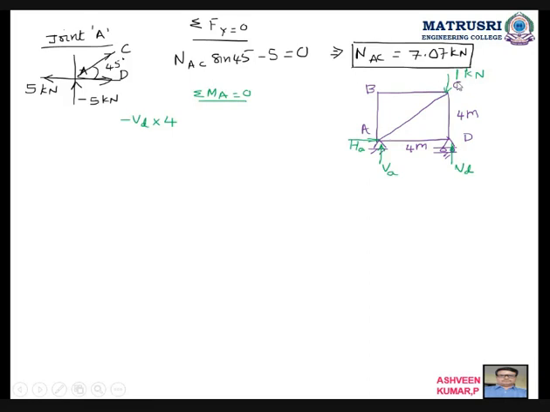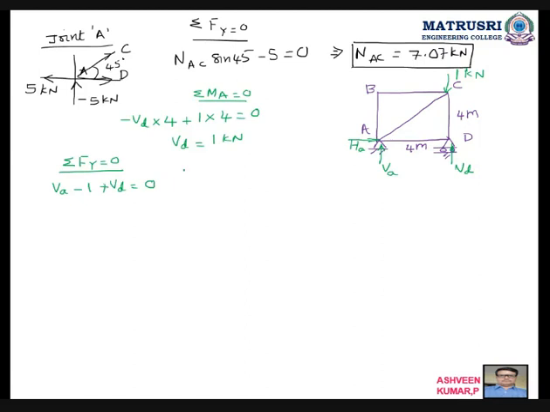So this is 1 into 4. This is 1 like this. This is 4 distance. So that is clockwise. So 1 into 4 is equal to 0. So we get VD is equal to 1 kilonewton. Then I'll go for sigma F of y is equal to 0. VA minus 1 plus VD is equal to 0.